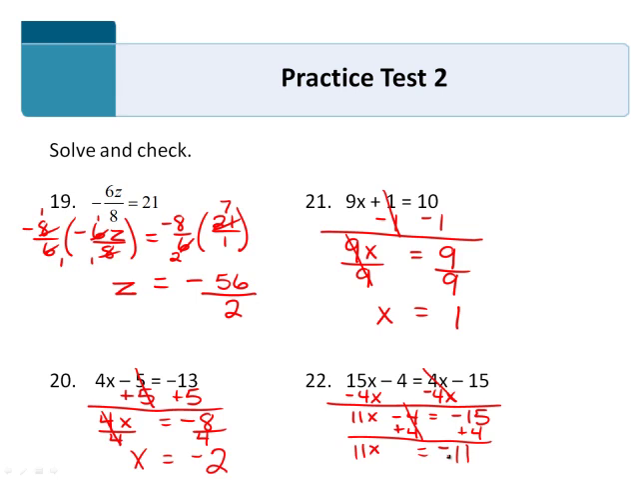Now, let me go up here where I have a little bit more room. So I have 11x equals negative 11. And the last step is to divide by 11. The 11's cancel, and x equals a negative 1. Okay?